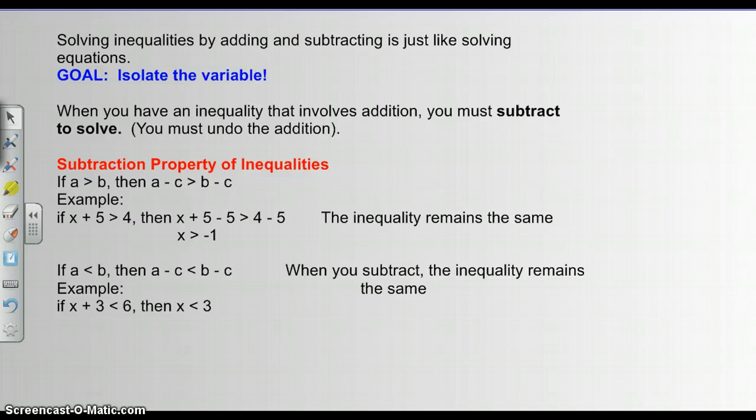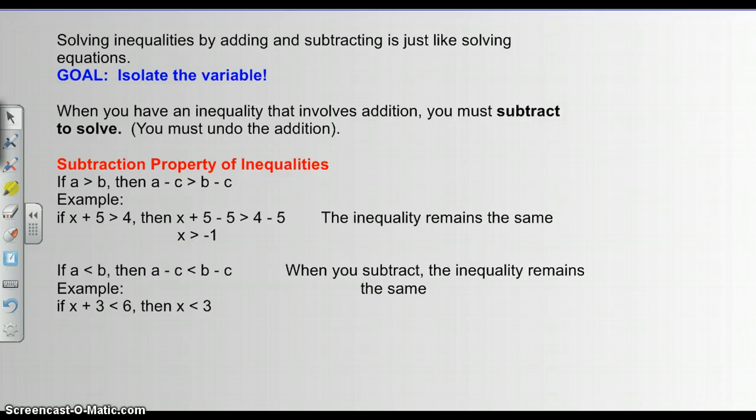For example, if x plus 5 is greater than 4, then x plus 5 minus 5 is greater than 4 minus 5. I'm subtracting the same number from both sides, so the inequality remains the same. When we remove the 5's, we get x is greater than negative 1. You see that sign, the greater than sign, is the same as it was in the original problem. The sign does not change.